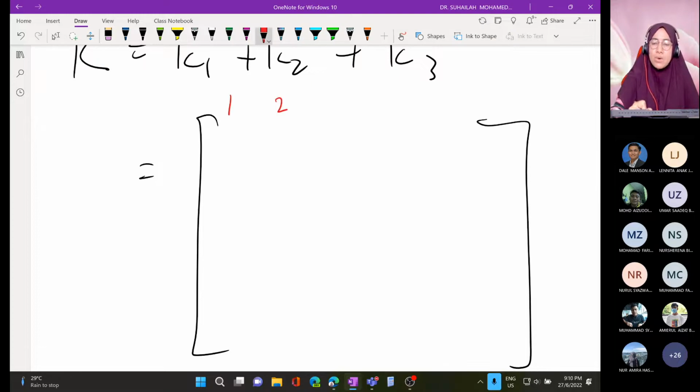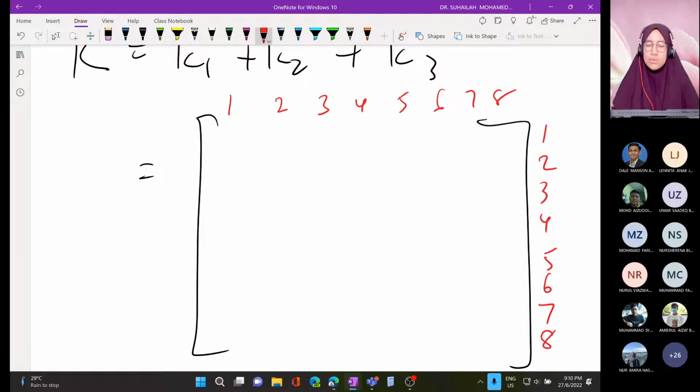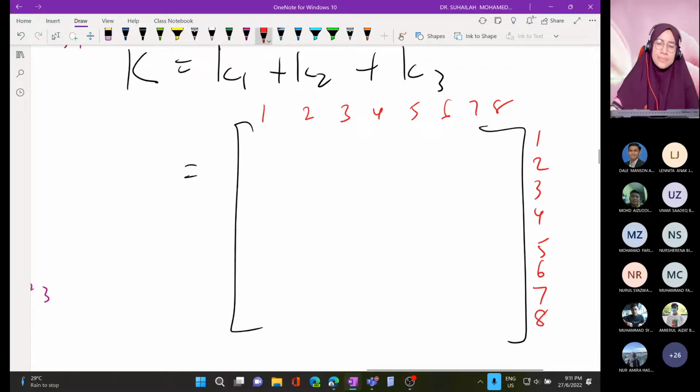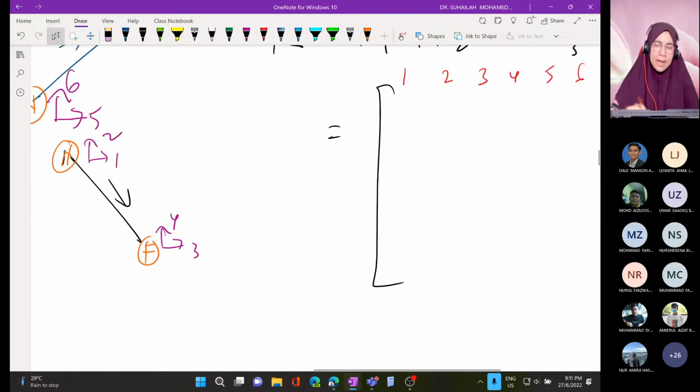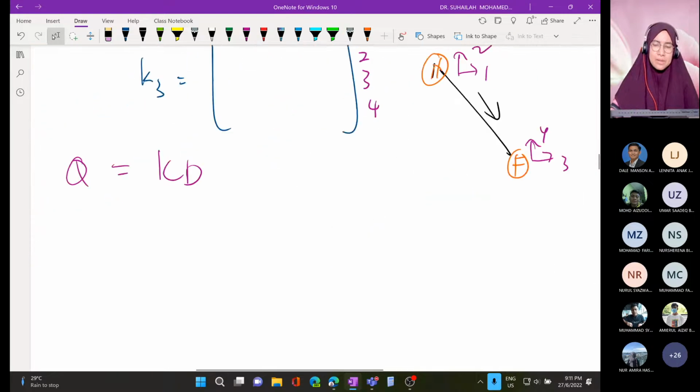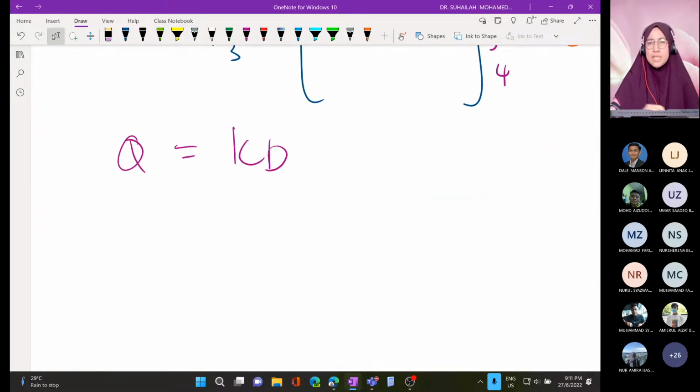The structure stiffness matrix must be written in order. It means that in the structure stiffness matrix, we use capital K, and it must be written in order: 1, 2, 3, 4, 5, 6, 7, 8. In order. Okay, 8 by 8. So this K 8 by 8, we will substitute into this equation.